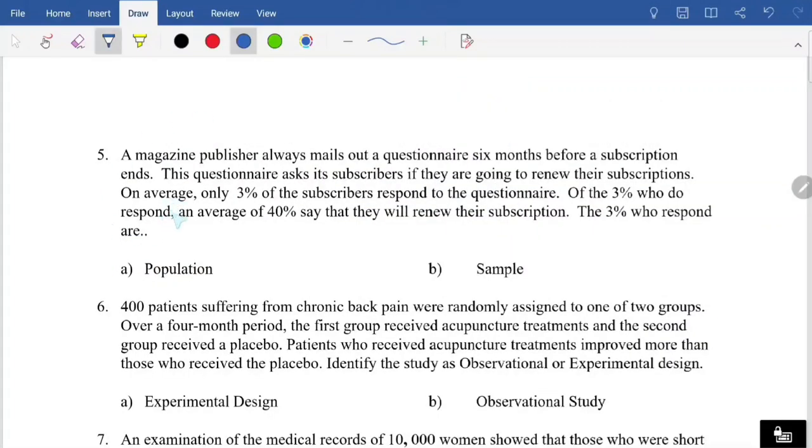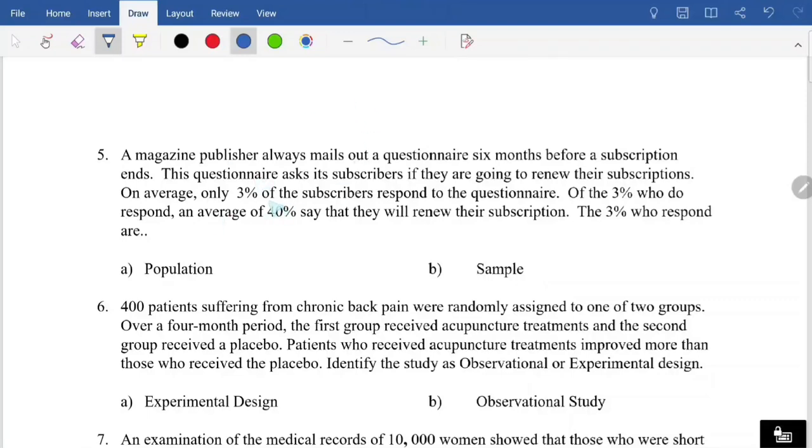Question number 5 says, a magazine publisher always mails out a questionnaire 6 months before a subscription ends. This questionnaire asks its subscribers if they are going to renew their subscriptions. On average, only 3% of the subscribers respond to the questionnaire. Of the 3% who do respond, an average of 40% say that they will renew their subscription. The 3% who respond, are they the population or are they the sample? That's what we have to decide for this question.